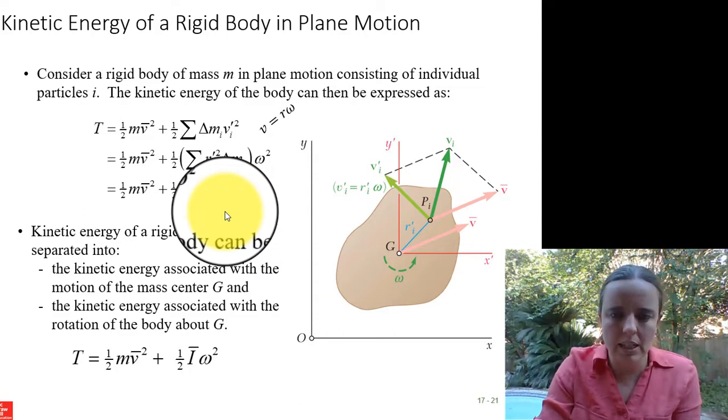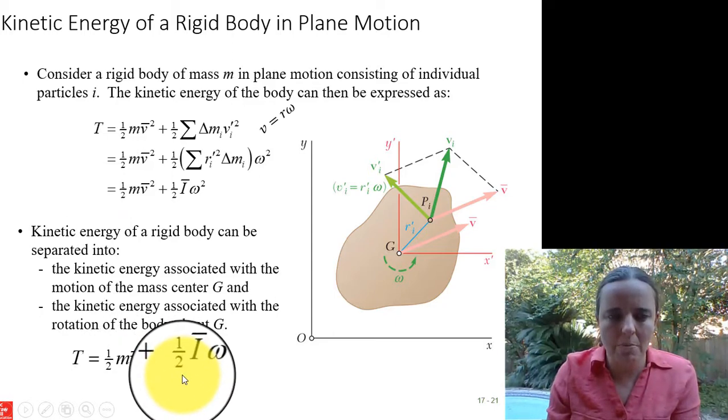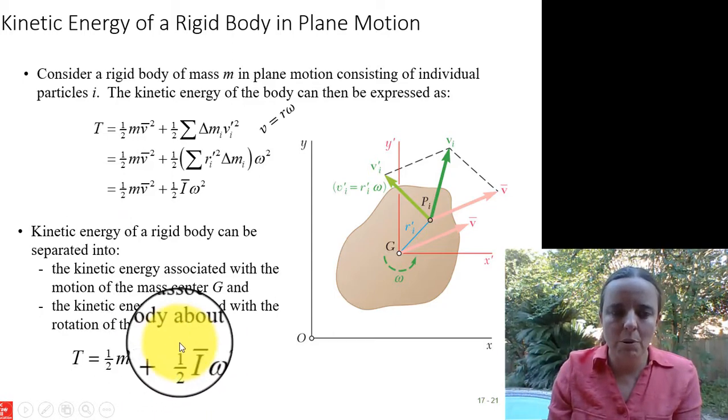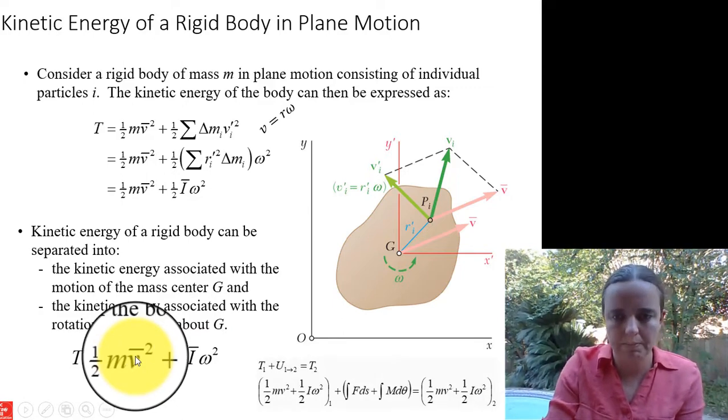Okay, so this is saying the same thing. 1/2 mv squared, 1/2 I omega squared. The bar above both of these is with respect to the center of gravity of the object.